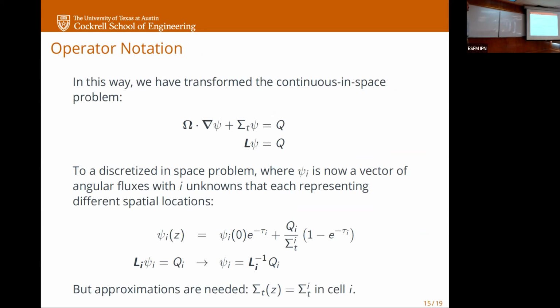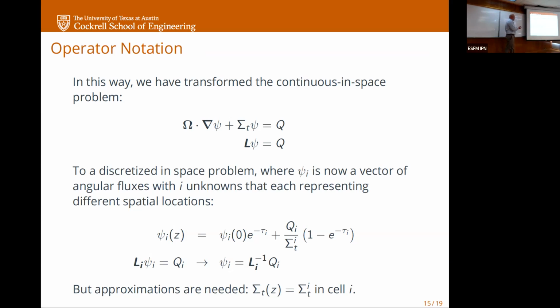So in this way, we transform what is our continuous in space problem, L psi equals Q, to a discretized set of problems. Each chunk, we have an analytic solution to it, and we can completely invert that problem. And so inverting L is solving for psi. So psi is the inverse of L times Q. And so by doing that, we've created a way where psi is L inverse Q.